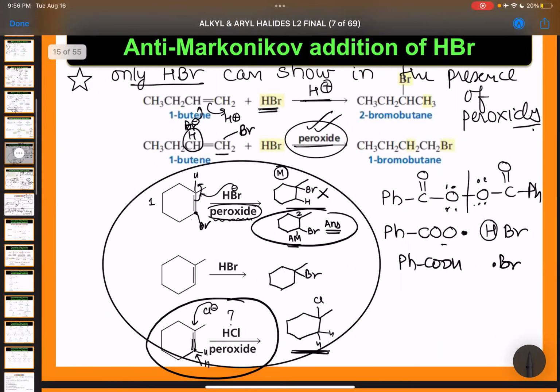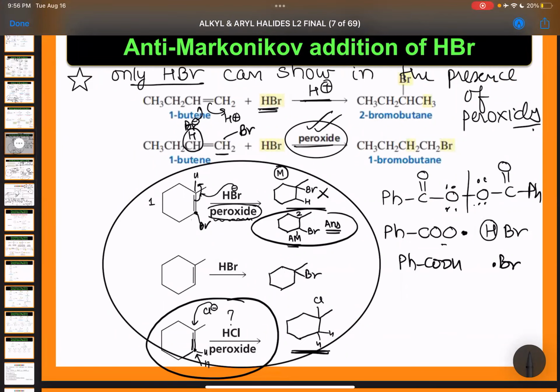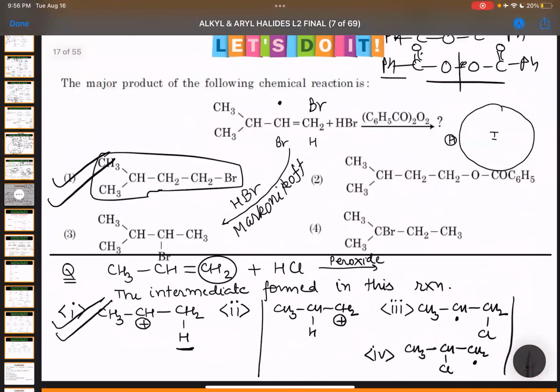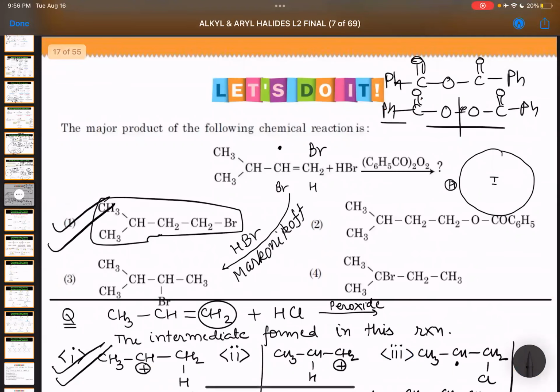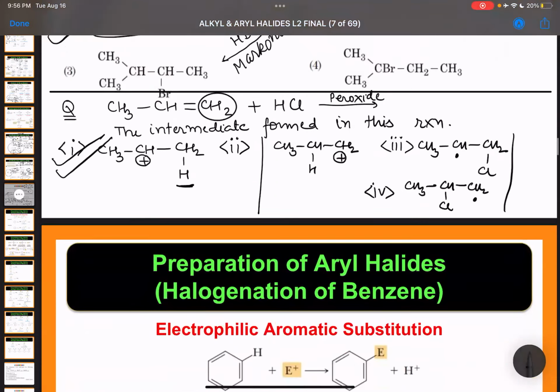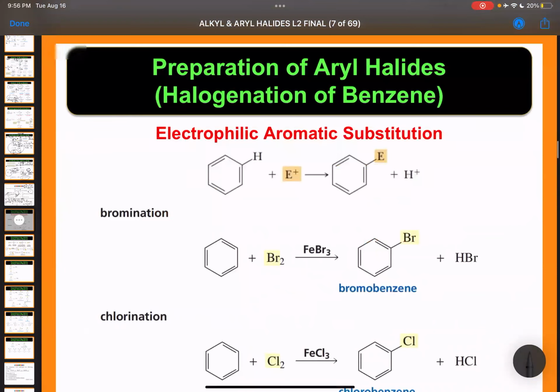But with alkenes you need to take HBr. It is electrophilic addition. With electrophilic addition you have the freedom with HBr that you can attach it in the way you want. But that freedom is not there with HCl and HI, right? That's what we discussed.